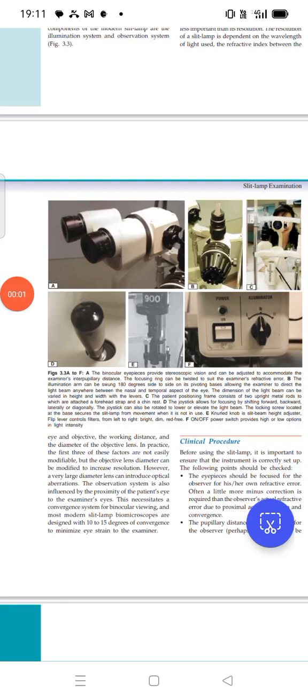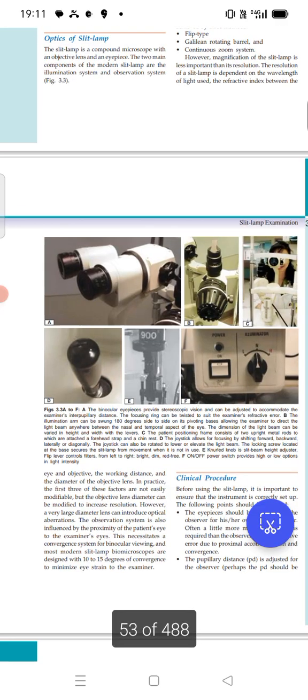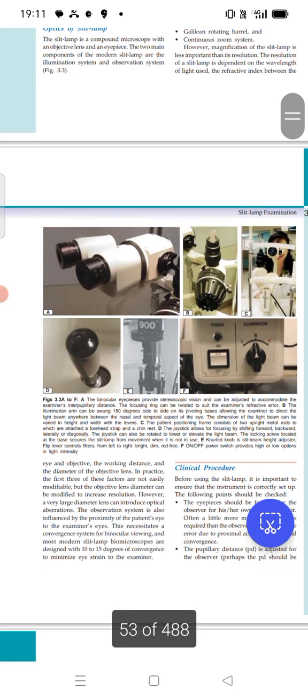Today I'll give a quick recap about slit lamp examination. In the first figure you can see the binocular eyepieces, which provide stereoscopic vision and can be adjusted to accommodate any refractive error. There is also a focusing ring, which can be twisted to suit the examiner's refractive error.